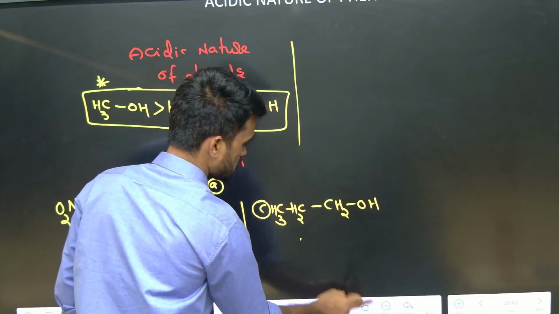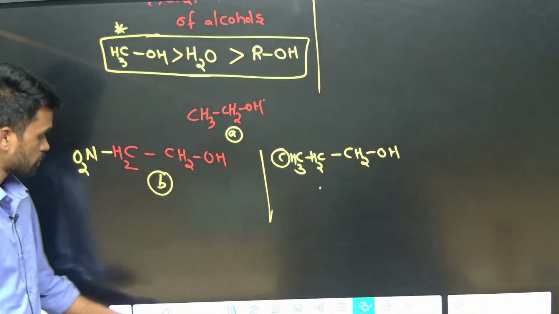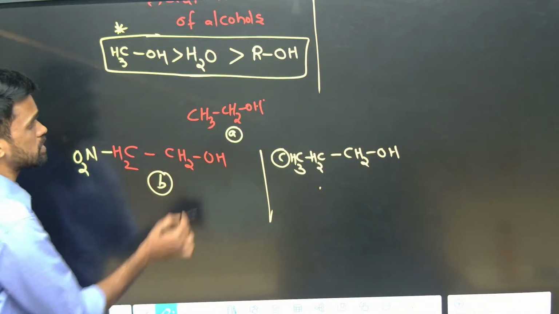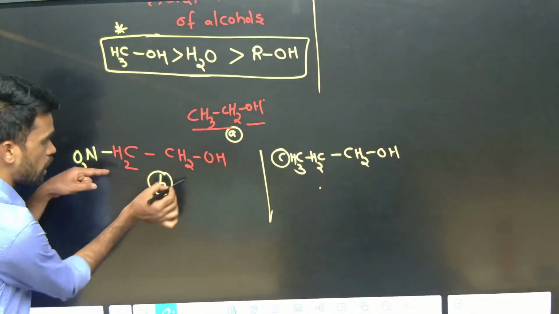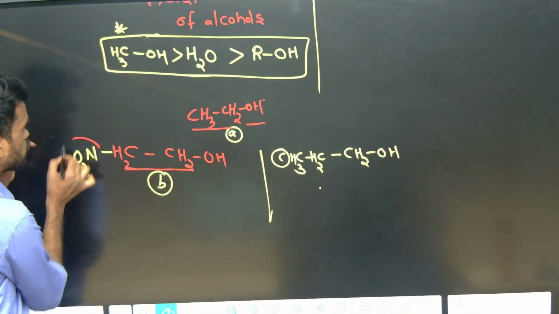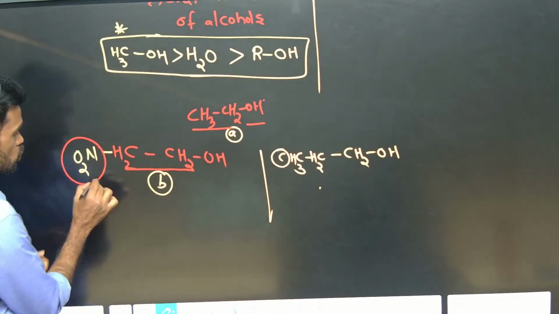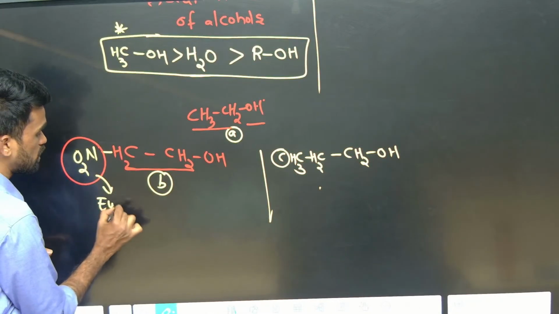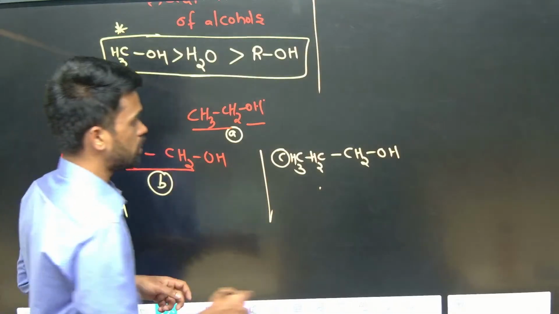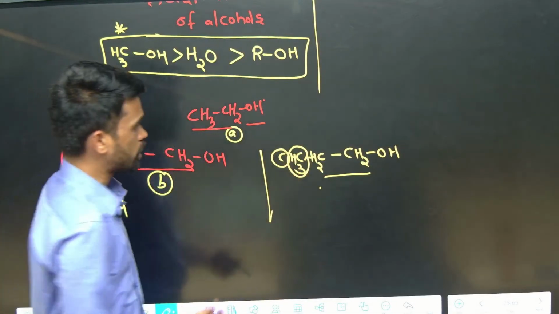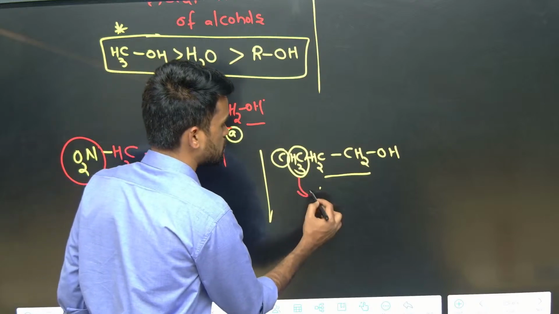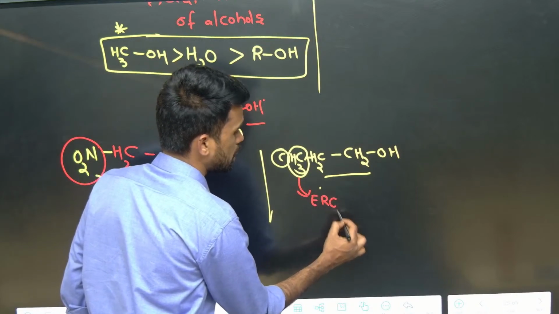So now what makes the difference here? See, the first compound, A, is a simple ethyl group with an alcohol, ethyl alcohol. Here you have an ethyl group with a nitro group. So the nitro group is what? It is an electron withdrawing group. And here you have an ethyl group having one extra alkyl, methyl. So these alkyl groups are simply called electron releasing groups.